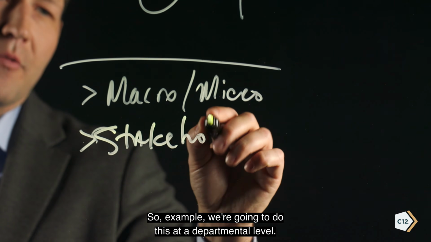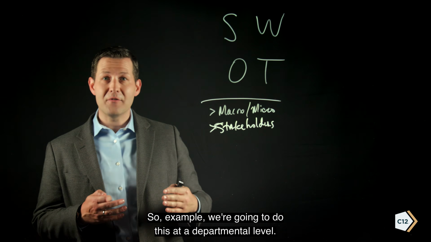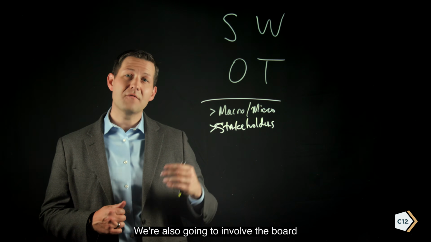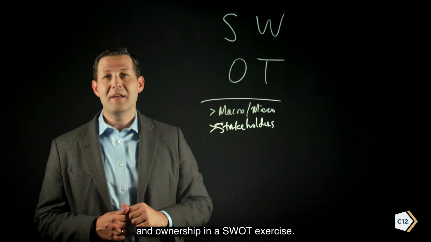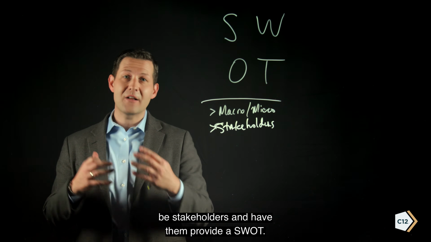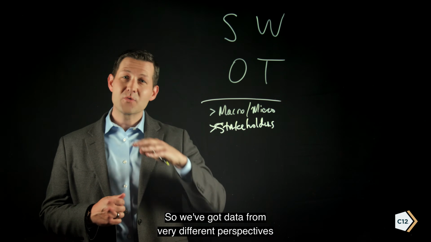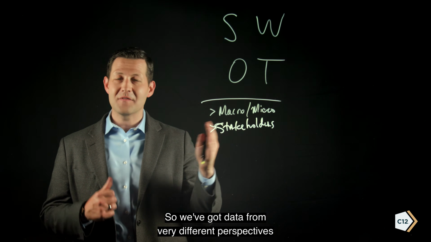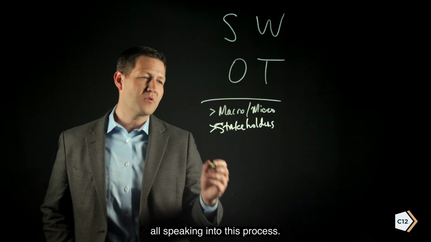So for example, we're going to do this at a departmental level. We're going to do this as a leadership team. We're also going to involve the board and ownership in a SWOT exercise. We're also going to have a focus group of customers be stakeholders and have them provide a SWOT. So we've got data from very different perspectives and very different orientations all speaking into this process.